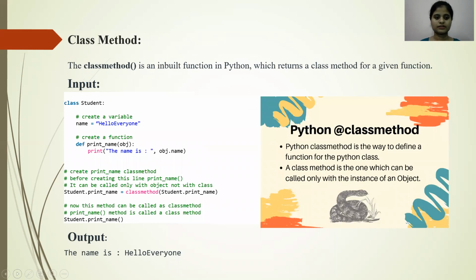Let's talk about the class method. The class method is an inbuilt function in Python, which returns a class method for a given function. Let's see how to create a program using class method. Let's take the class, then create a variable, and then creating a function. Then print the student's name. And here is the output.